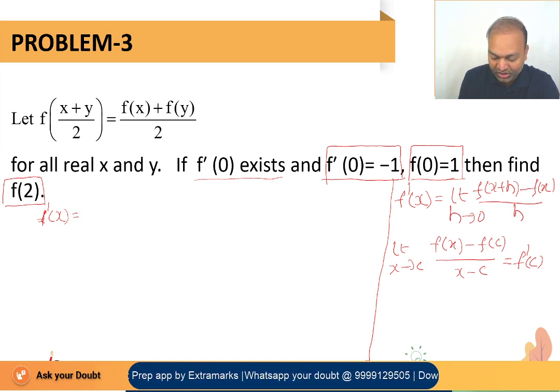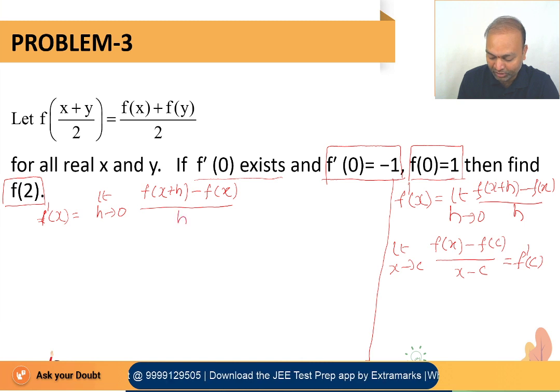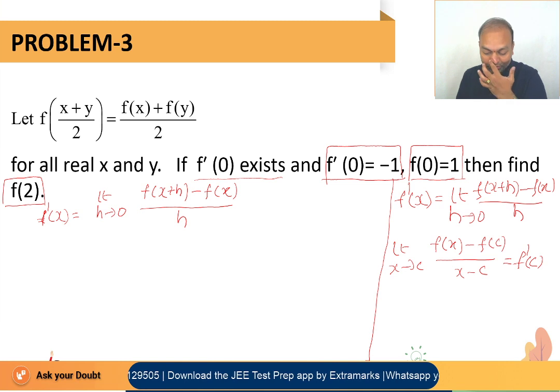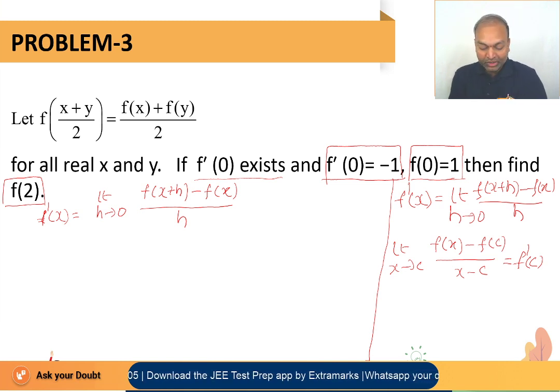Limit h tends to 0, f of x plus h minus f of x, whole divided by h. Okay, that is the formula for what? f dash of x. Okay, now the actual given conditions, you observe this one.